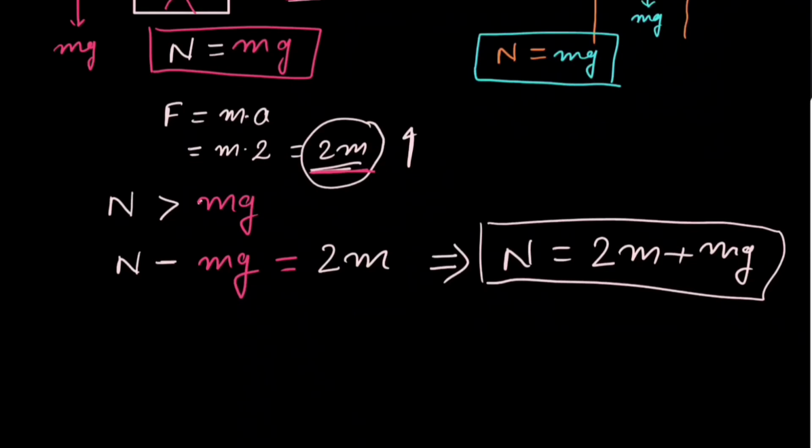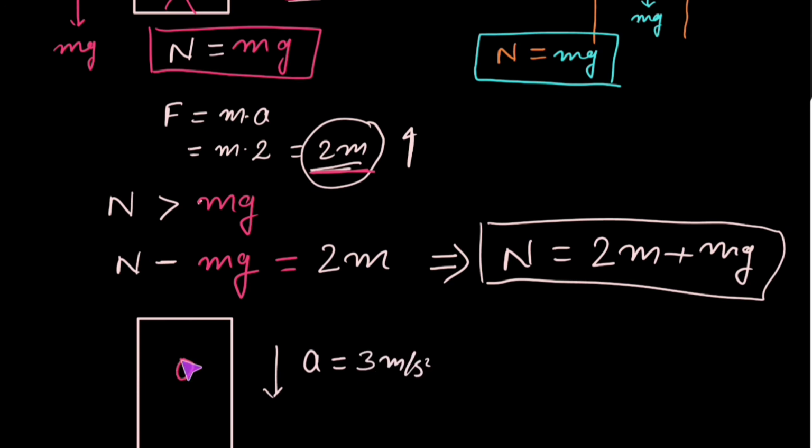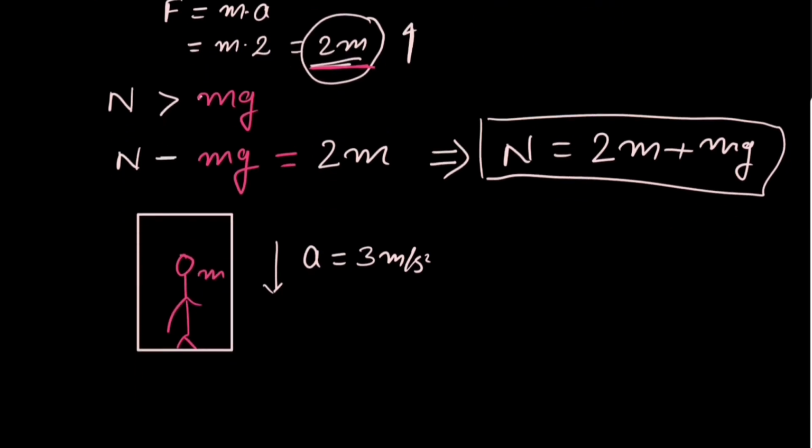Now consider a case when the lift, instead of moving in the upward direction, is moving in the downward direction. Suppose the lift is moving in the downward direction with an acceleration of 3 meter per second square and a body of mass m is inside that lift. So what will happen? Because of its mass, there will be a downward force equal to m into g. The second thing is, because of the contact, the surface of the lift would be exerting a normal force on the body of the boy, which will be in the upward direction. So let's say it is N.